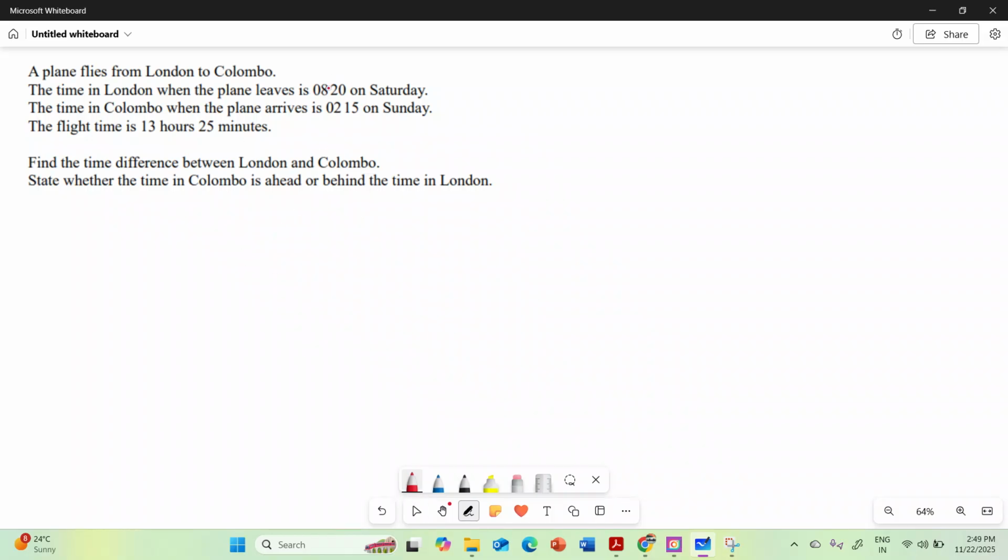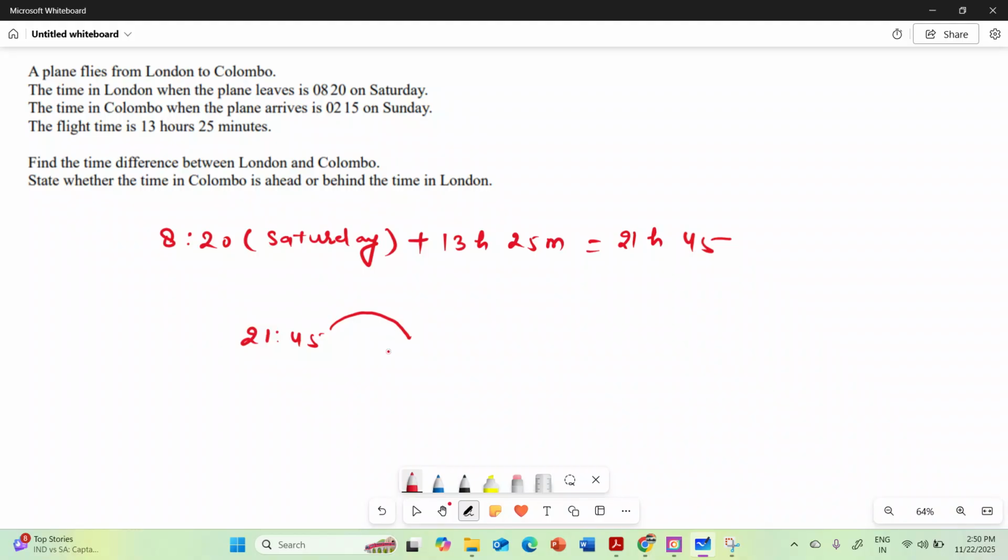Here the flight starts from 8:20 on Saturday. Now the flight timing is 13 hours and 25 minutes. If you add them, this is 21 hours 45 minutes. But here you check, the flight arrives in Colombo at 2:15. So this is 21:45.